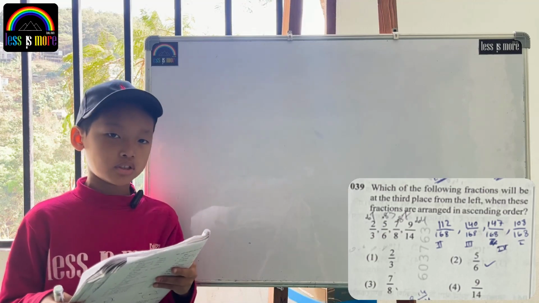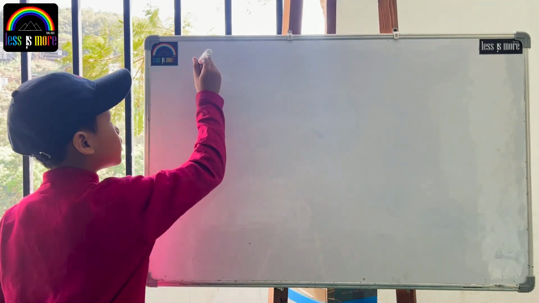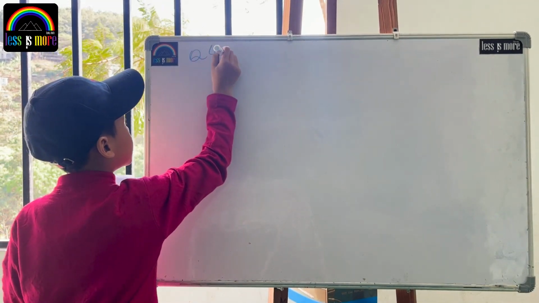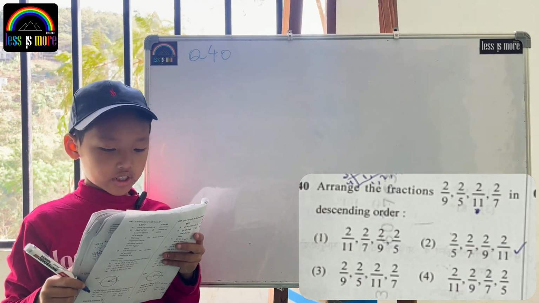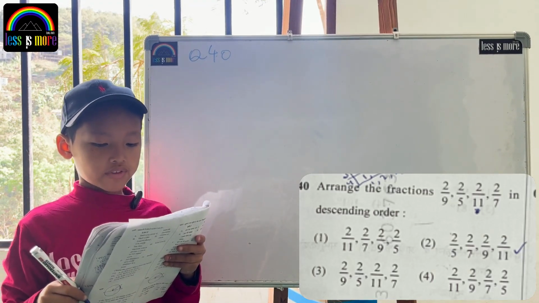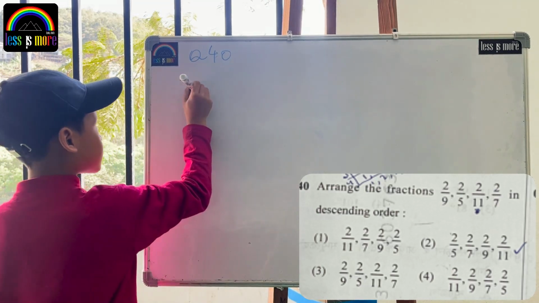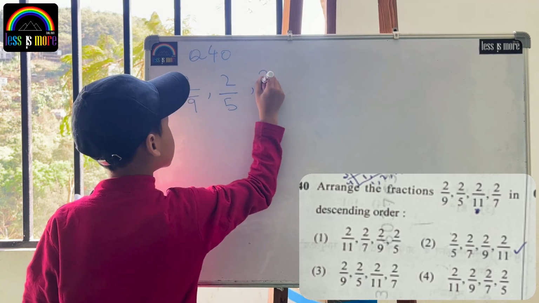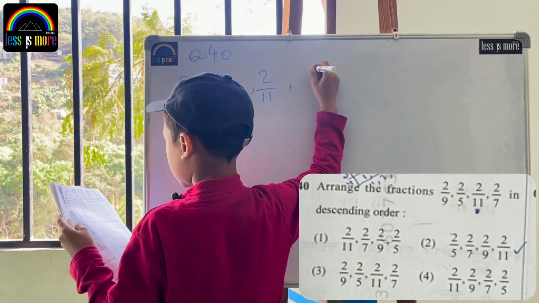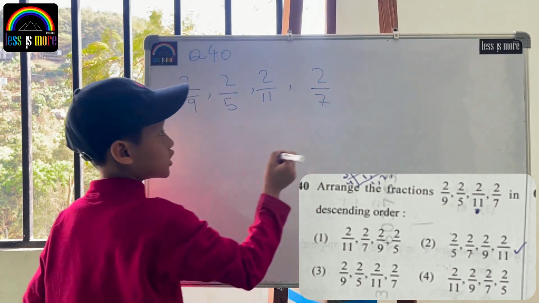The last question I am going to solve this time, question number 40. It asks to arrange the fractions 2 by 9, 2 by 5, 2 by 11, and 2 by 7 in descending order.